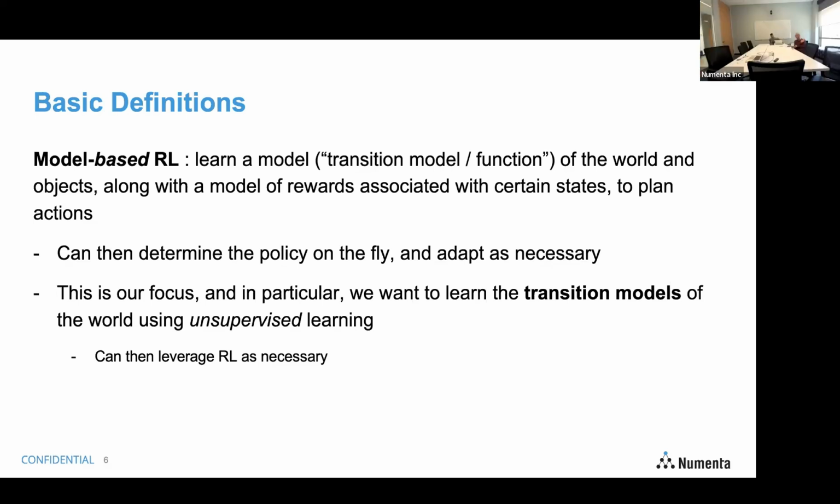In general, the holy grail is to learn these models in an unsupervised fashion. Then you can leverage reinforcement learning as necessary when there are states that are important or useful. But the hope is to learn the transition model first so that you can leverage it later.